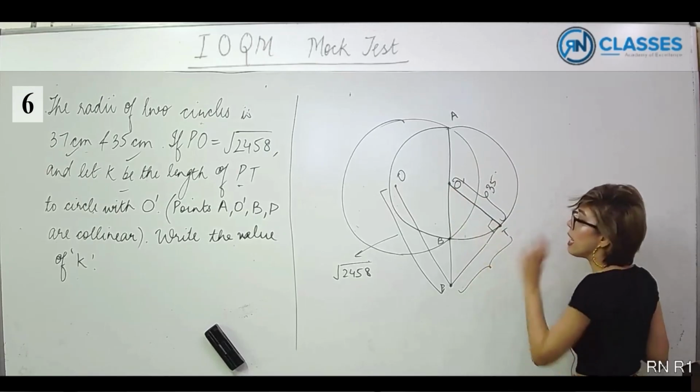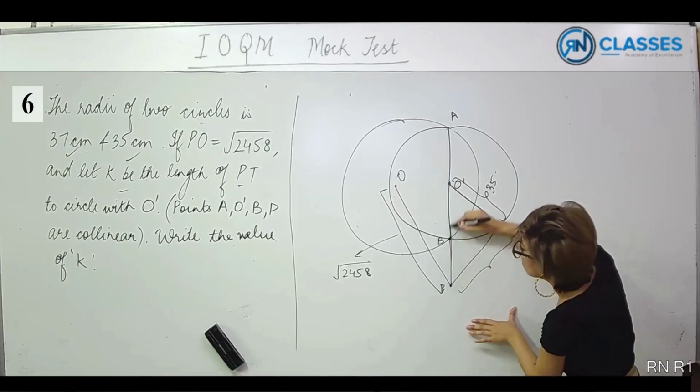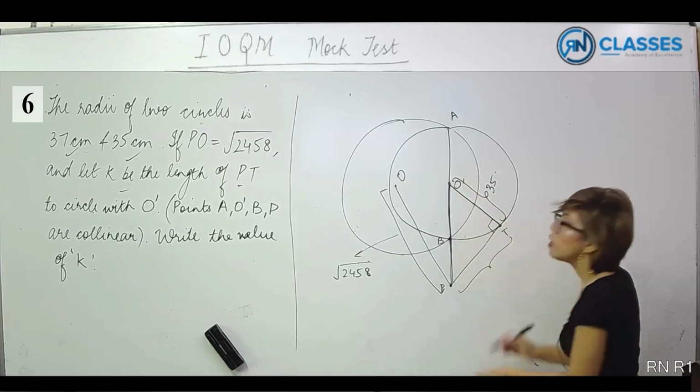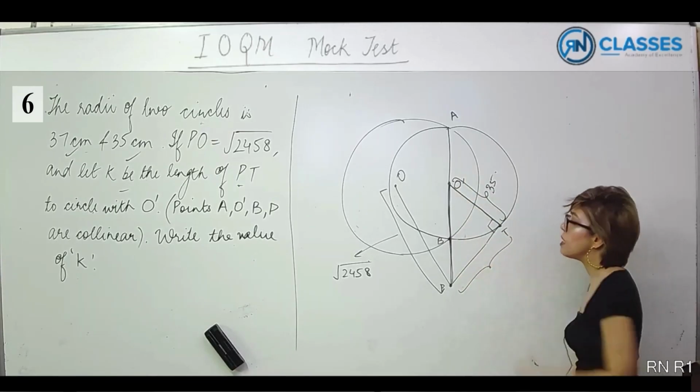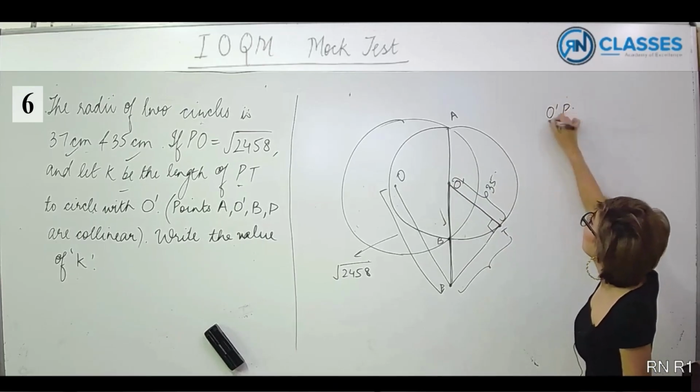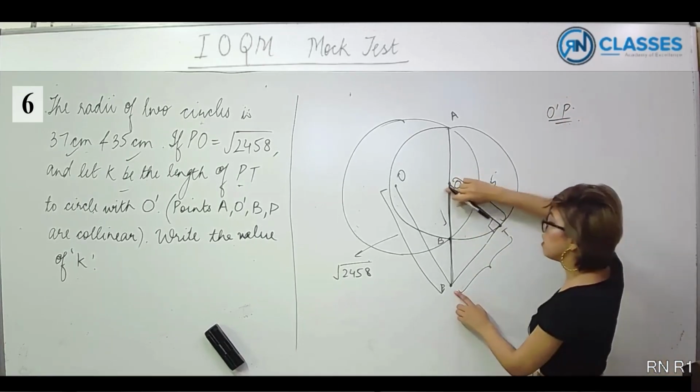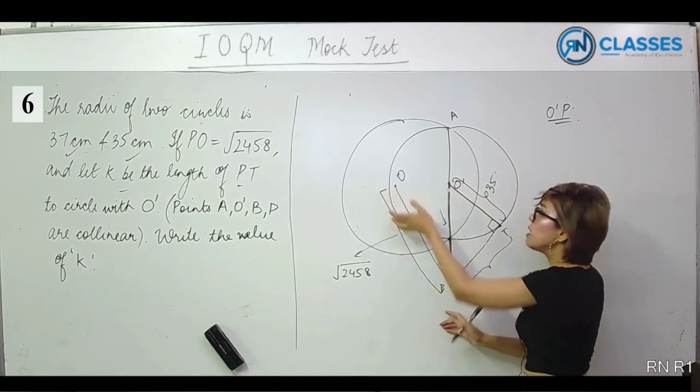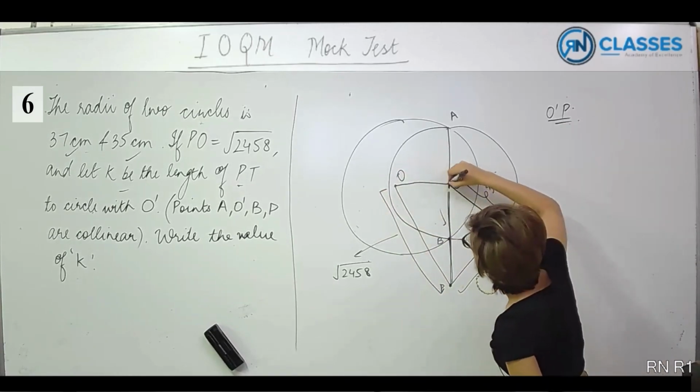Since it is a 90 degree, that means I'll be interested in this length. Then using Pythagoras theorem, I can find my PT. So my objective is to find the length O dash. In order to find this, length is given to me. Obviously, I will join this one.